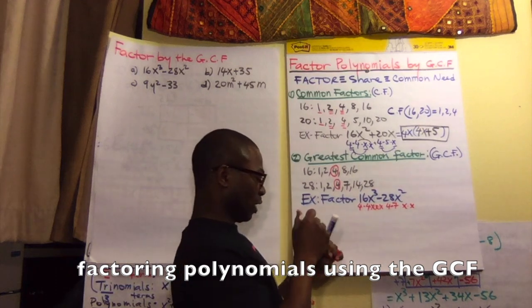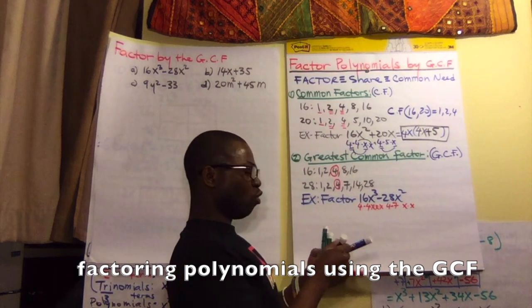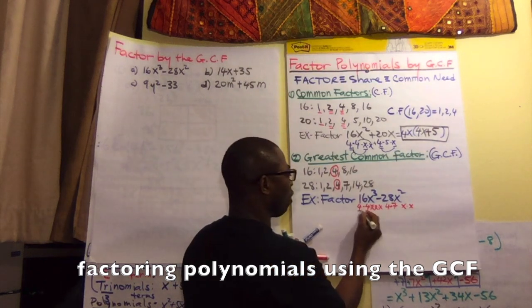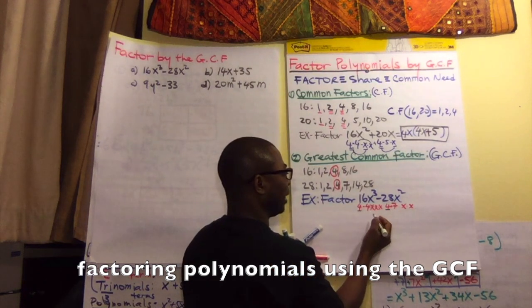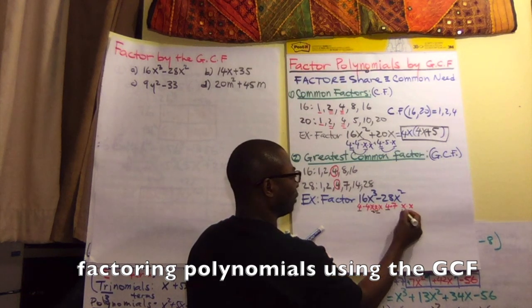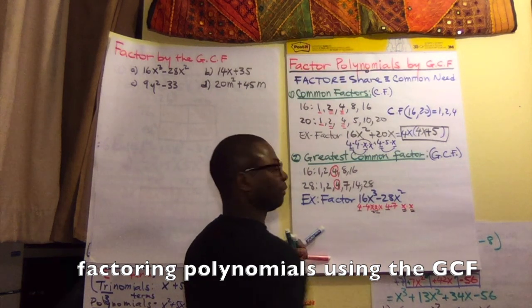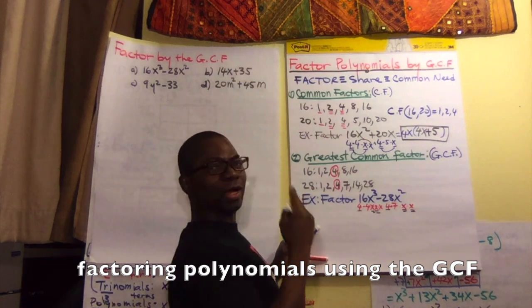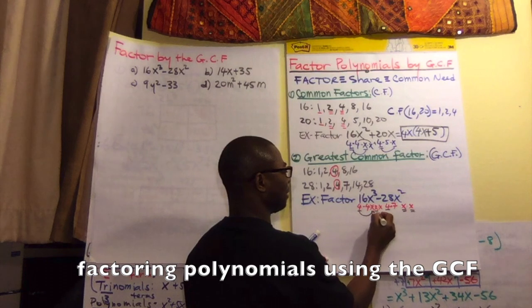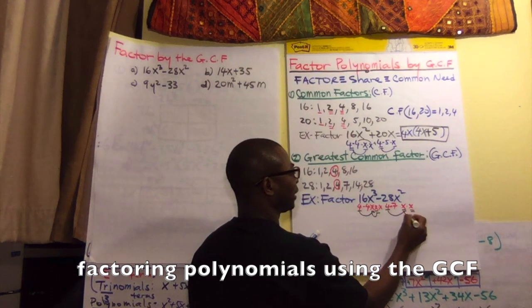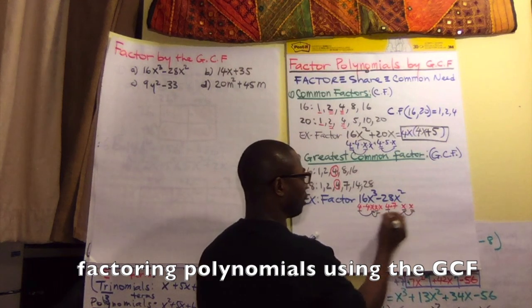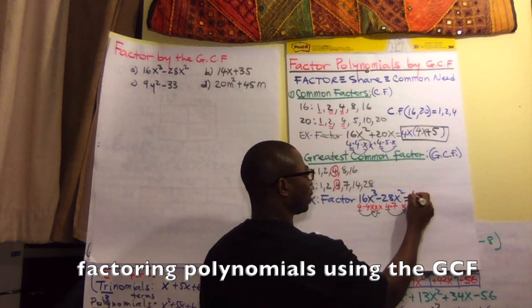Okay? So now we look and see what they have in common all together. Okay? So they have 4 in common, and they have 2 x's in common. So 4x times x, so that's 4x squared. So they have 4x squared in common. We're going to leave that outside.